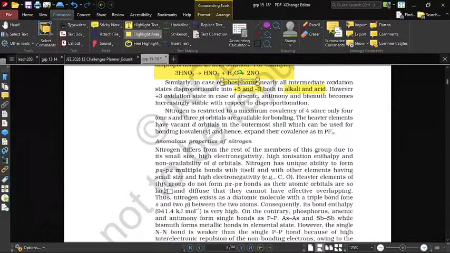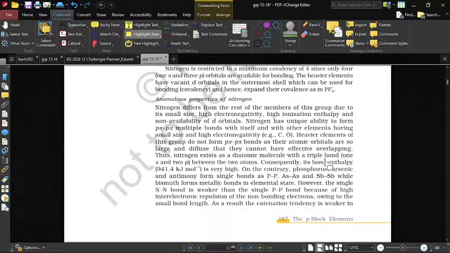Heavier elements of this group do not form pπ-pπ bonds as their atomic orbitals are so large and diffuse that they cannot have effective overlapping. ऐसे ही था कार्बन वाले केस में, मतलब ग्रुप 14 में भी. Thus nitrogen exists as a diatomic molecule with a triple bond, one sigma and two pi, between two atoms. Consequently, its bond enthalpy, 941.4 kilojoules per mole, is very high.